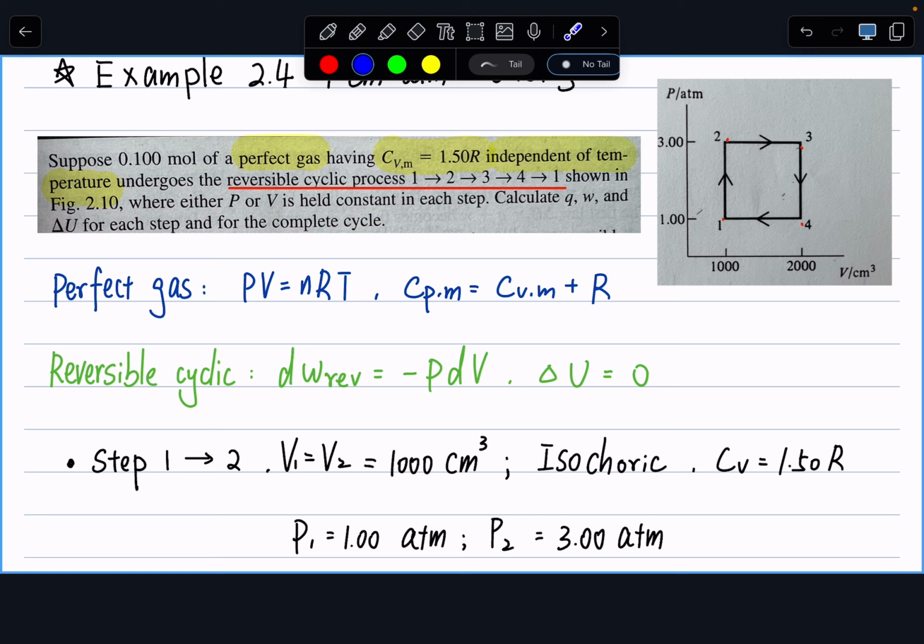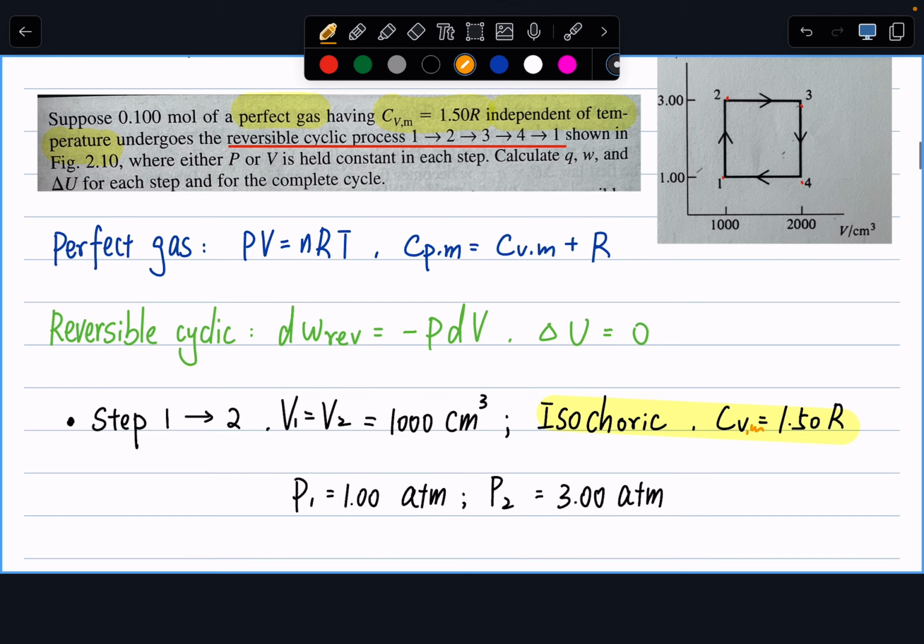So for the process of 1 to 2, we can first write down what is happening in the process, right? It's a constant volume process. My volume is always equal to 1,000 centimeter cube. That tells us my volume is not changing, so we want to use my isochoric heat capacity, and this should be CVM. My pressure is changing from 1 atm to 3 atm.